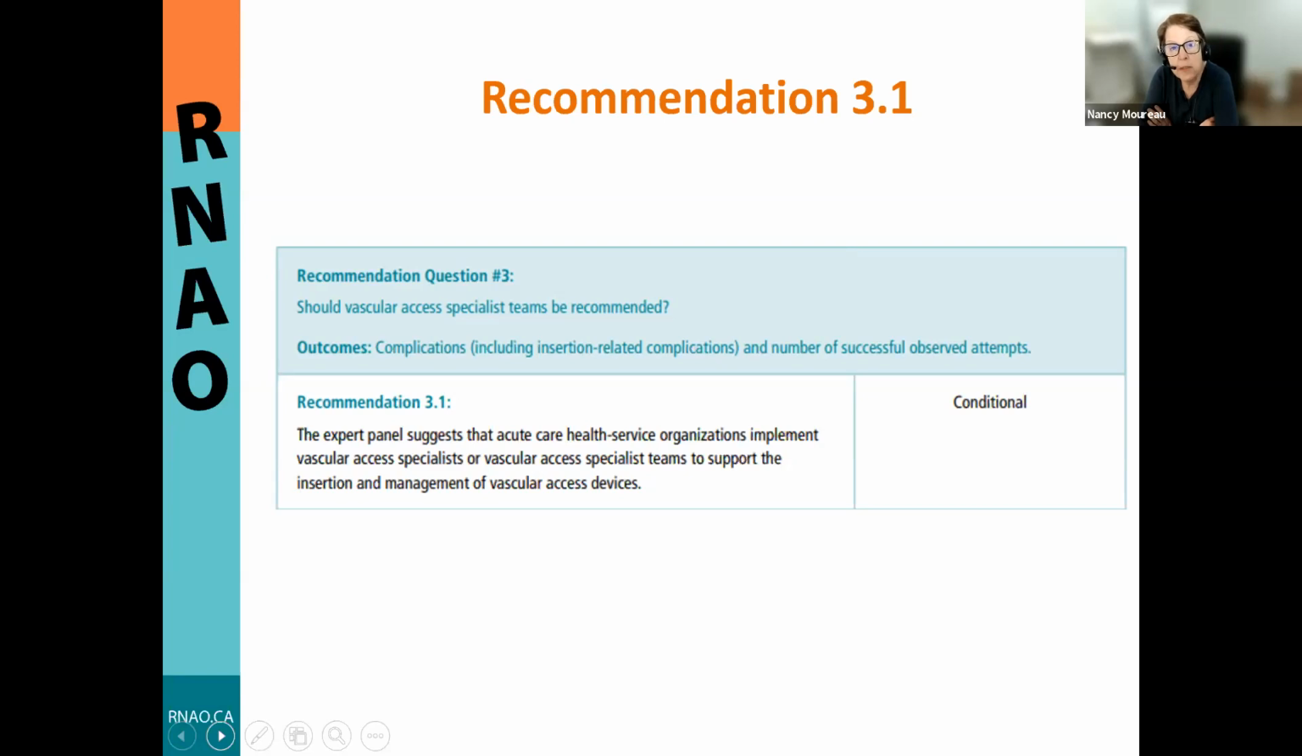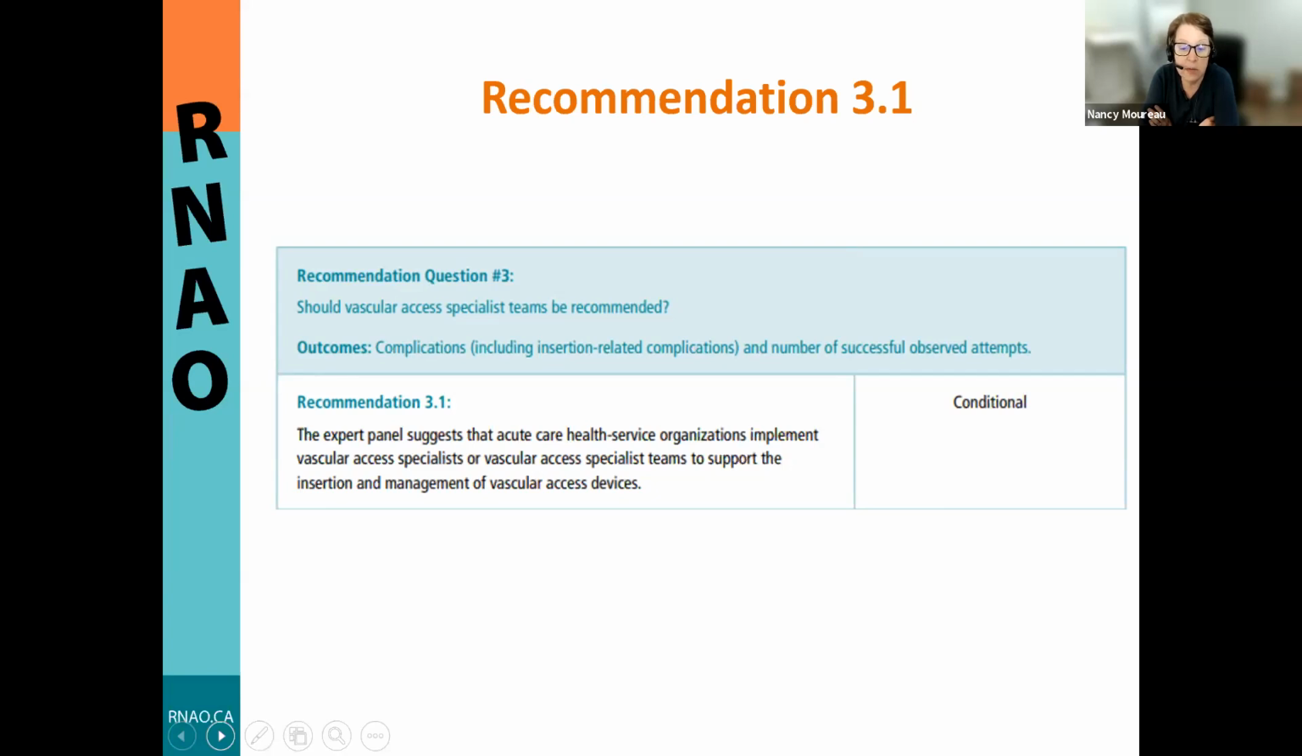Evidence suggests that the implementation of vascular access specialists and teams may reduce all vascular access complications, and that it will likely also improve first-time success, reducing the number of insertion attempts necessary to establish a vascular access device. 5 of the studies reviewed focused on the insertion and management of central venous access devices, including peripherally inserted central catheters, while 3 of the studies focused on the insertion and management of peripheral vascular access devices.